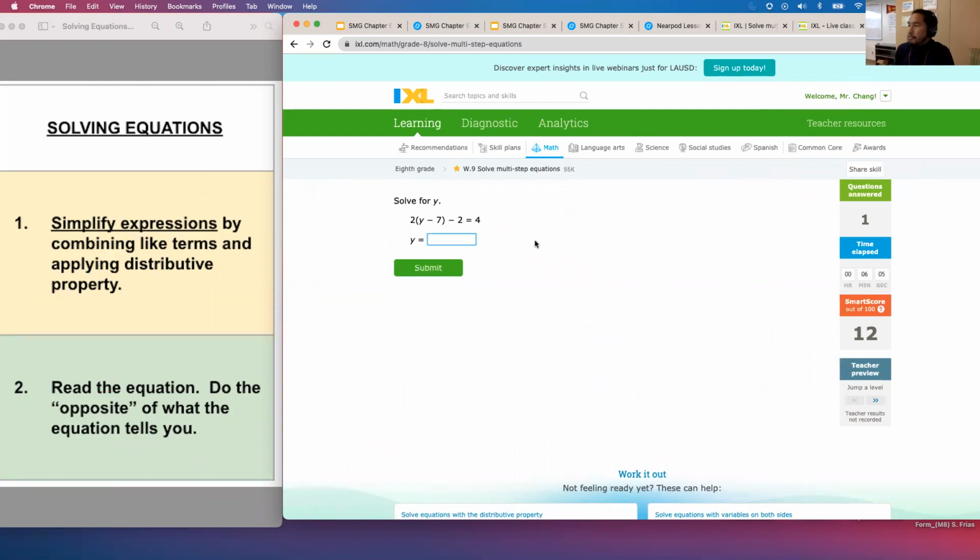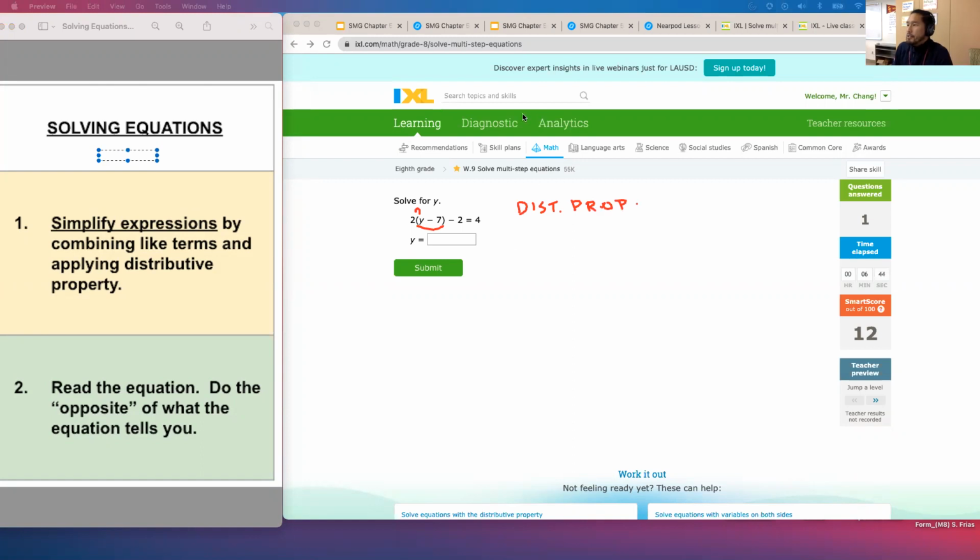Now, same thing here. We can go a couple of ways. I think this time I am actually going to use the distributive property first. So 2 times y minus 7 minus 2 equals 4. I'm actually going to go back to my solving equations cheat sheet here. It says simplify expressions by combining like terms and using the distributive property. I'm going to do number 1 first. So step 1, my move is the distributive property.